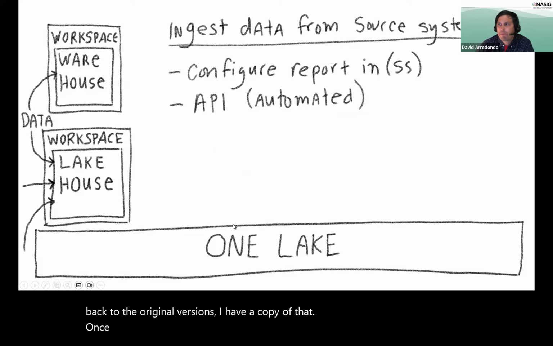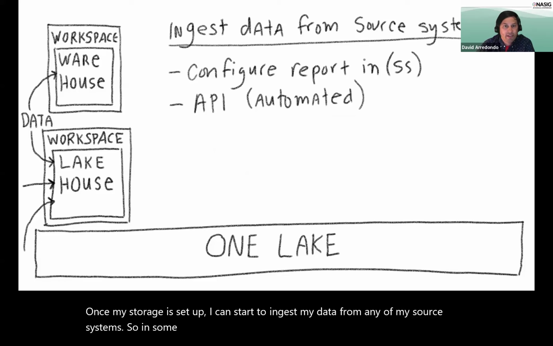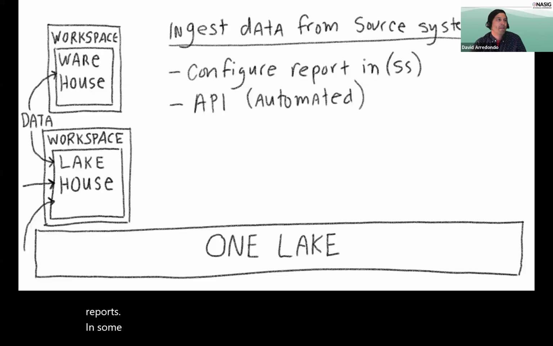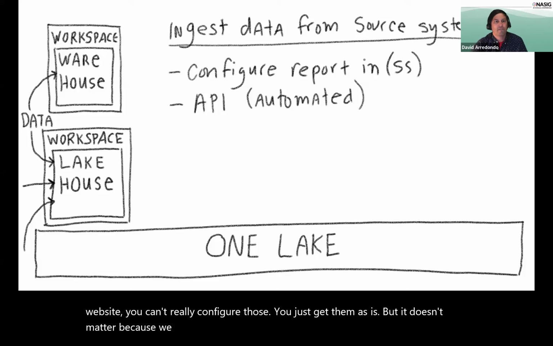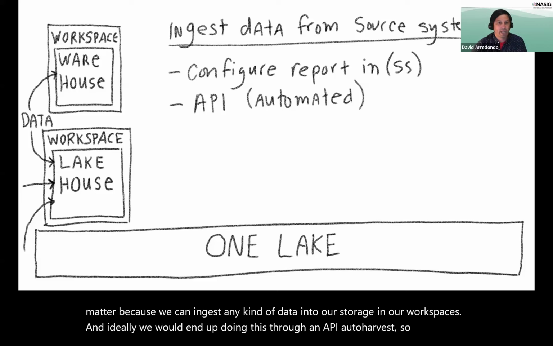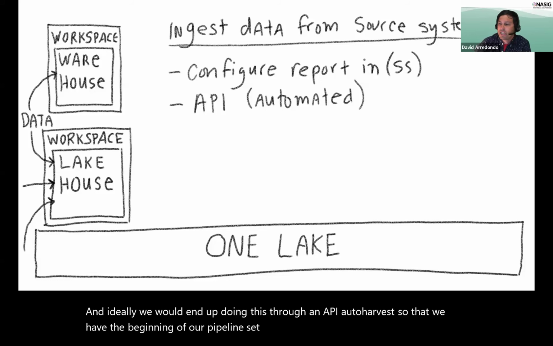Once my storage is set up, I can start to ingest my data from any of my source systems. So in some reporting systems like Alma Analytics, you can configure reports. In some other systems, like if we're gathering COUNTER reports from a vendor's website, you can't really configure those. You just get them as is. But it doesn't matter because we can ingest any kind of data into our storage in our workspaces. And ideally, we would end up doing this through an API auto harvest so that we have the beginning of our pipeline set up to bring in fresh data.